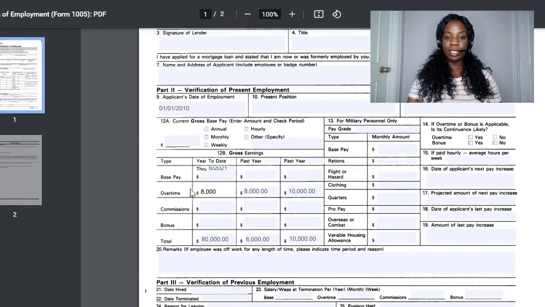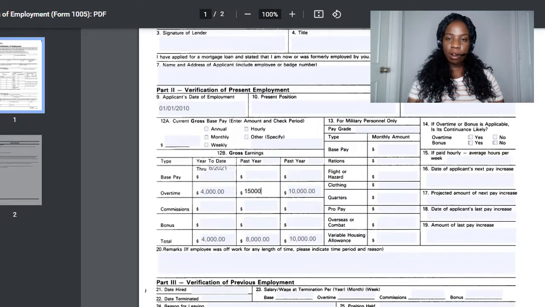What if the year-to-date amount is the one that declined? 4,000. Now, what if this is the amount that declined? Again, we would have to find out why it declined that much. And as long as it makes sense, we'd have to utilize this.